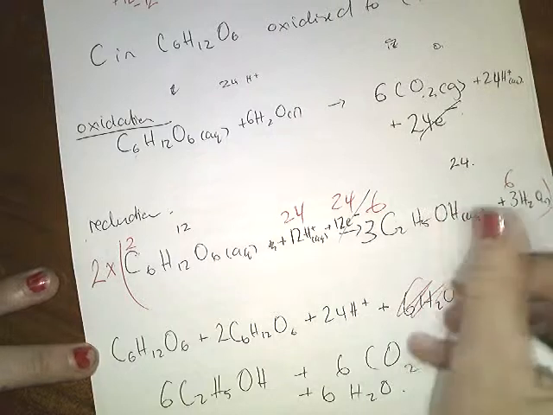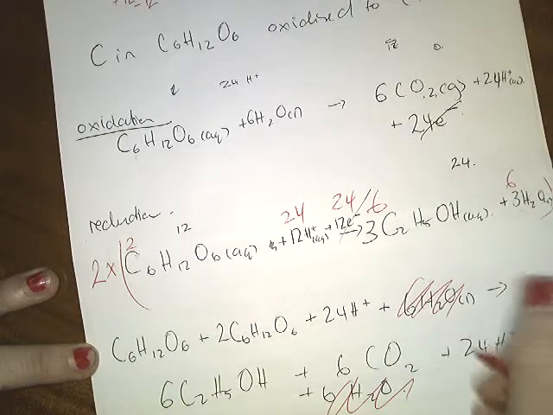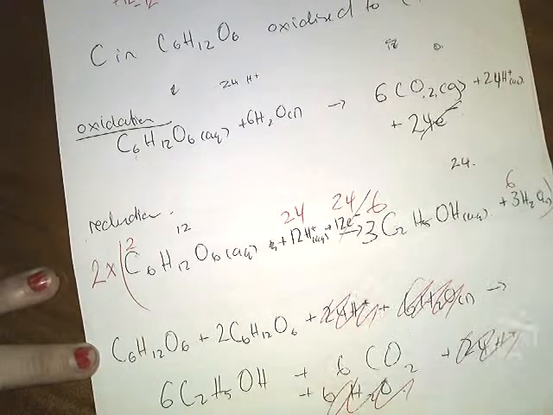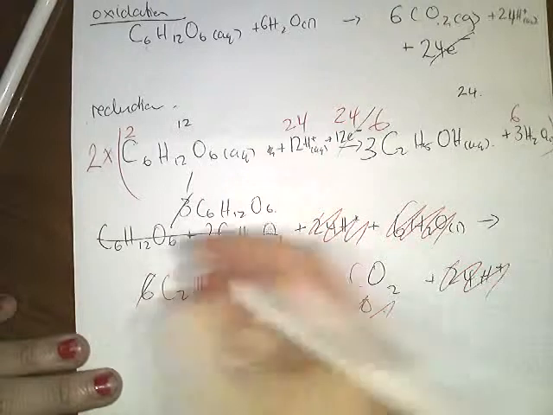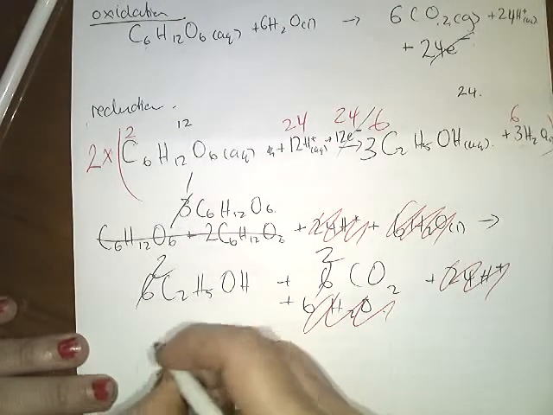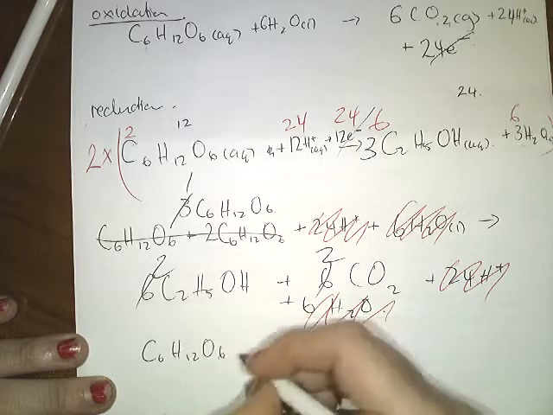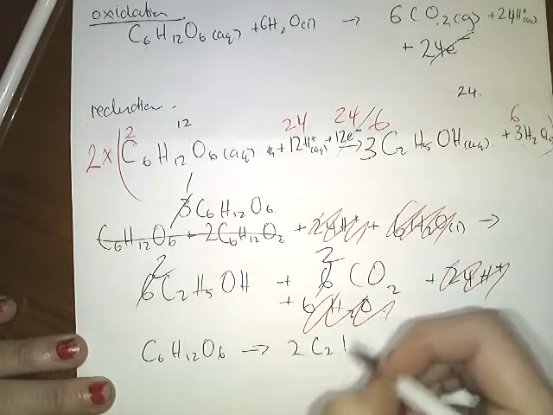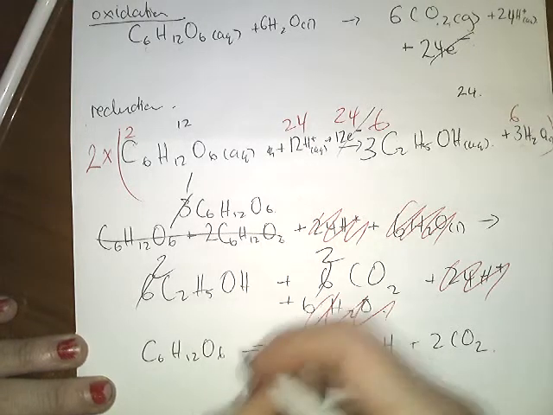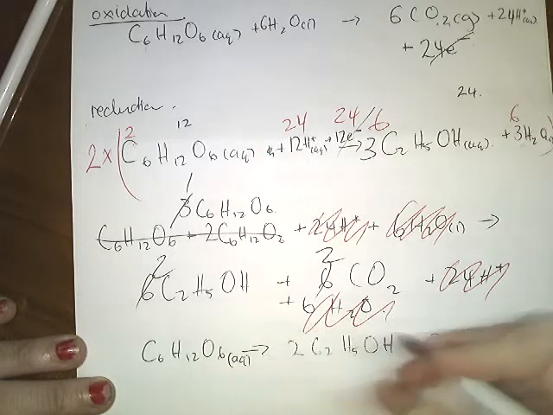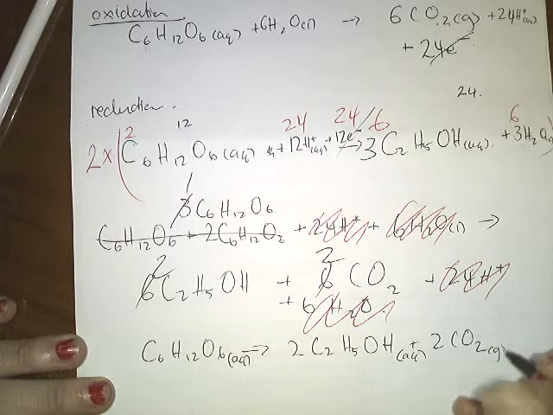Now we cancel out, the waters cancel out, the H's cancel out. This turns into 3C6H12O6, and simplified, this would be a 1 and these 2 would be 2's. So C6H12O6 produces 2C2H5OH plus 2CO2. And we're going to have our states. Aqueous, gas.